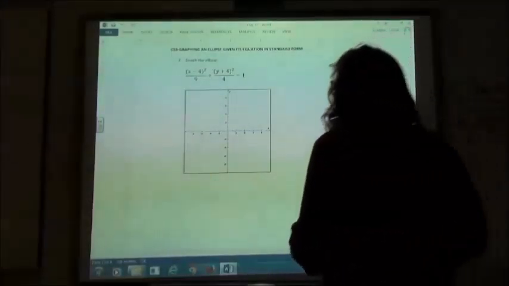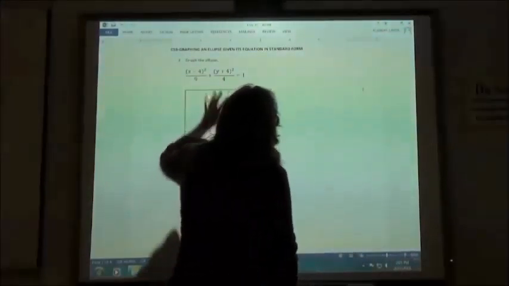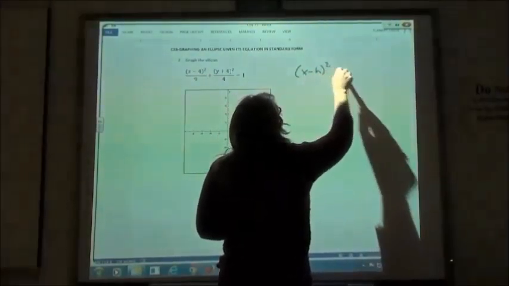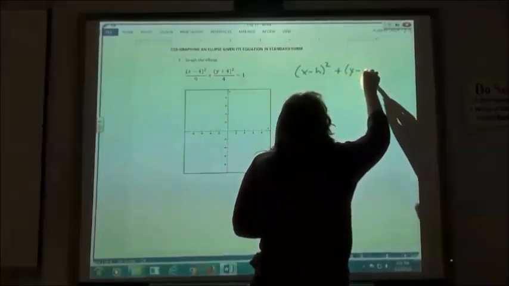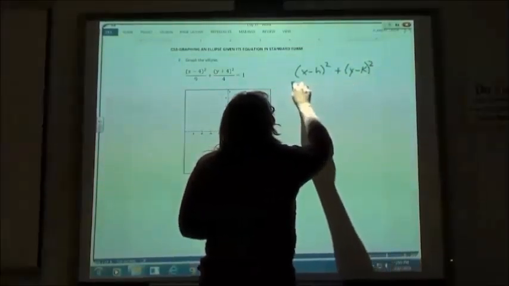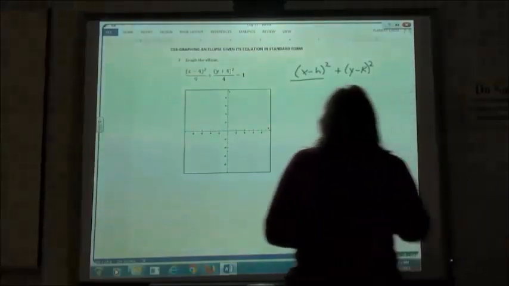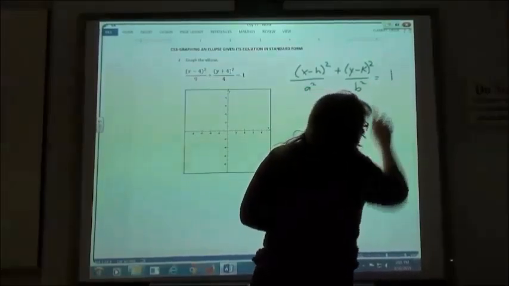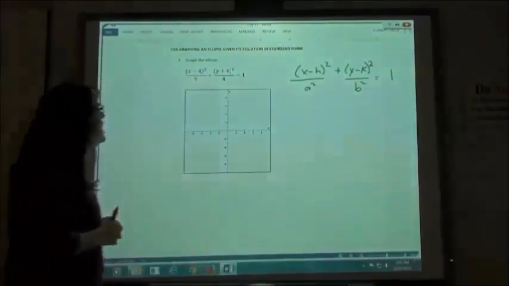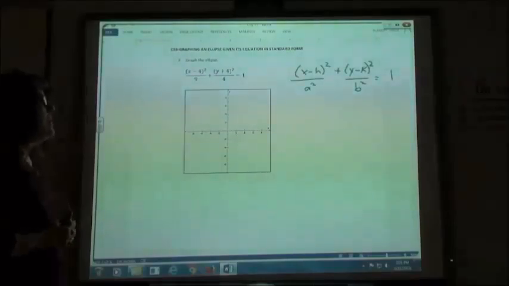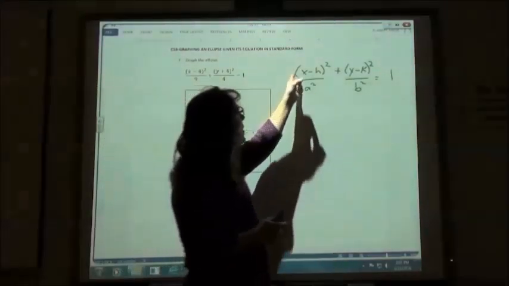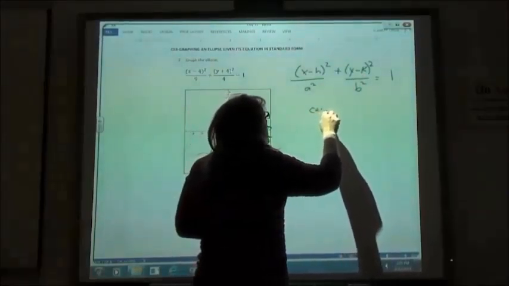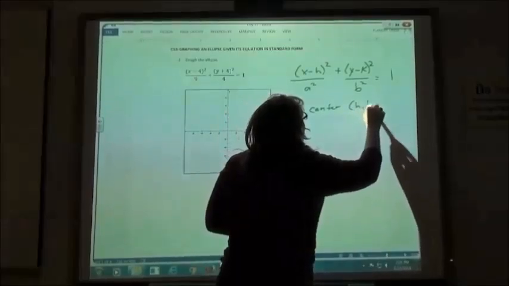All right, 7, 8, and 9, we are graphing an ellipse. The general form of an ellipse is (x minus h) squared over a squared plus (y minus k) squared over b squared equals 1. You can see it resembles the equation for a circle, with the x minus h squared and y minus k squared, where the center of my ellipse is going to be at (h, k).